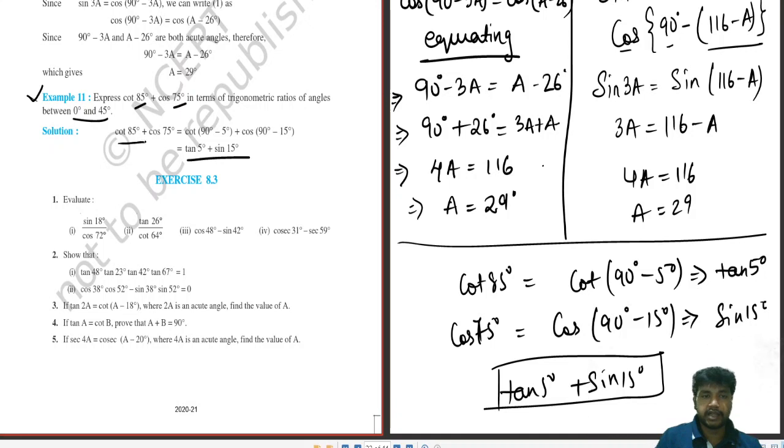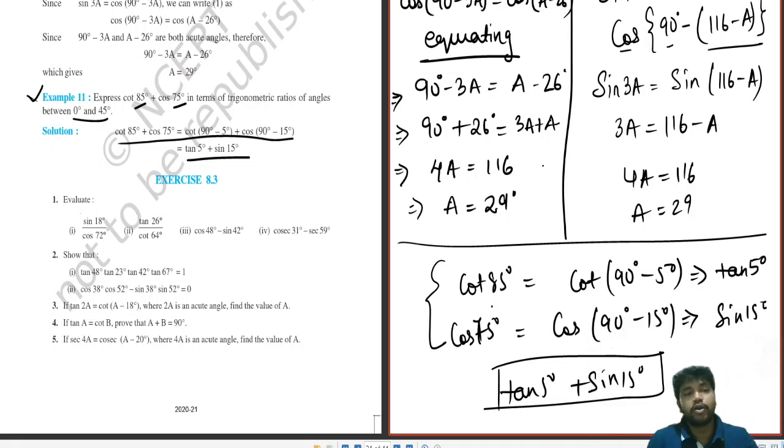Obviously you have to write it like this only, in the same line, not like this. Just to make you understand, I have done it like this. They have not told you to convert all the terms into tan or all into sin. They have just told you to solve it between 0 and 45 degree. So this will be your part of understanding. In the next video, we will be dealing with the sums of 8.3.